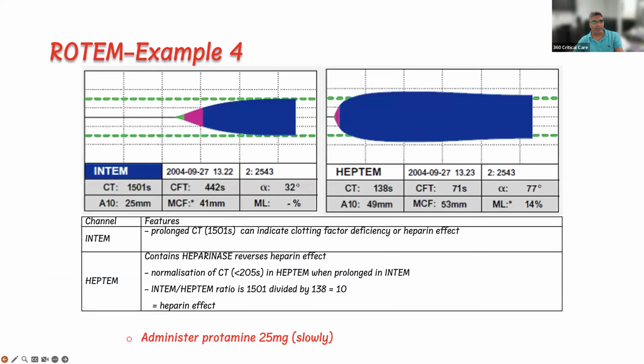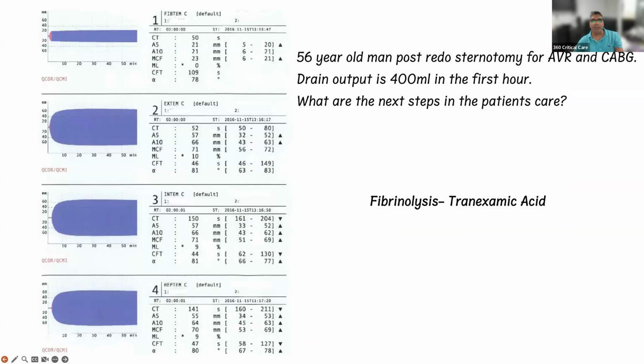So this is the question. You mean this one? So this is the heparin excess, because your clotting time is high in the INTEM, and that gets better in the HEPTEM. So that means if you put heparinase, the clotting time gets normal. That means there is heparin excess. So that's the one, and the previous one before that is this.